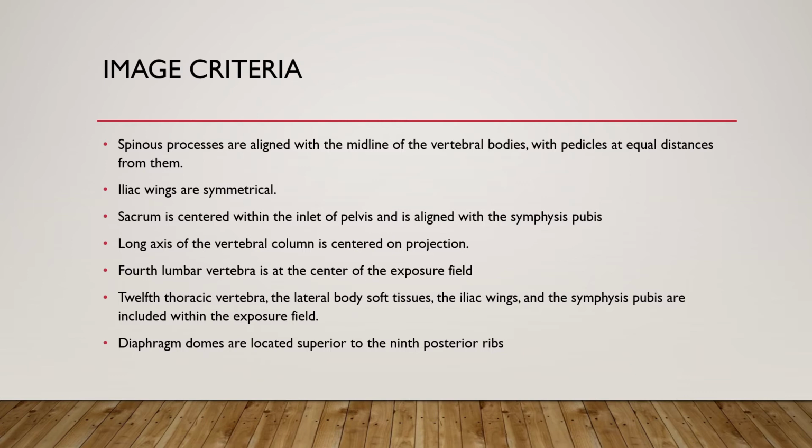the iliac crests. The 12th thoracic vertebra, the lateral body soft tissues, the iliac wings, and the symphysis pubis are included within the exposure field. The diaphragm domes are located superior to the 9th posterior ribs, so they don't necessarily have to be in the image.